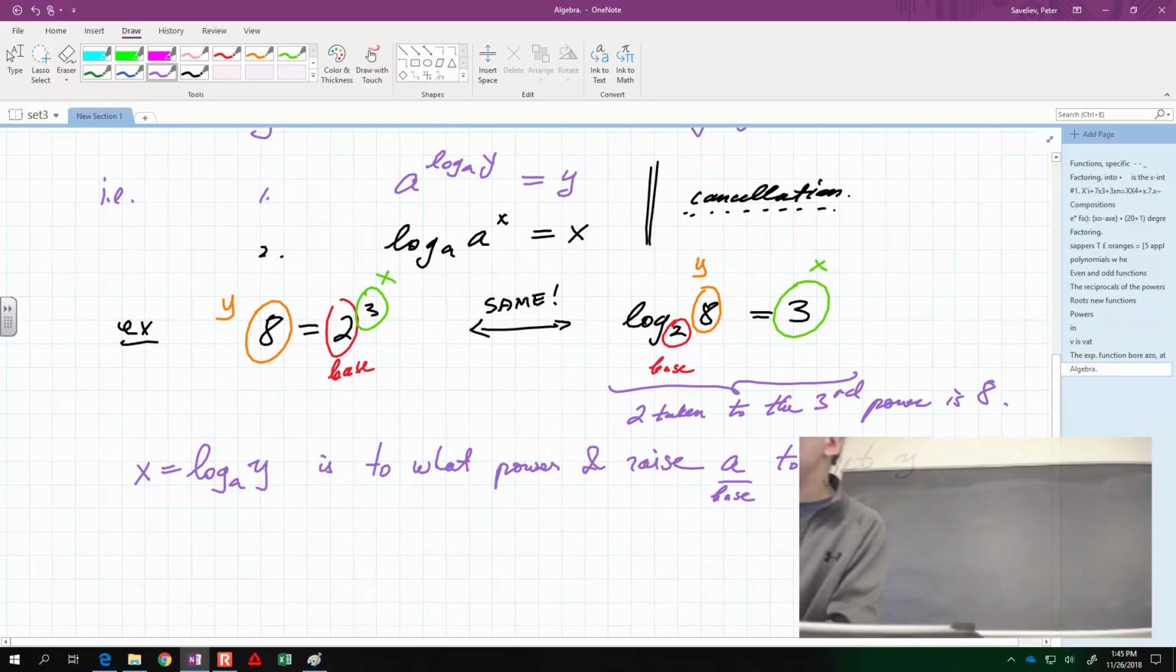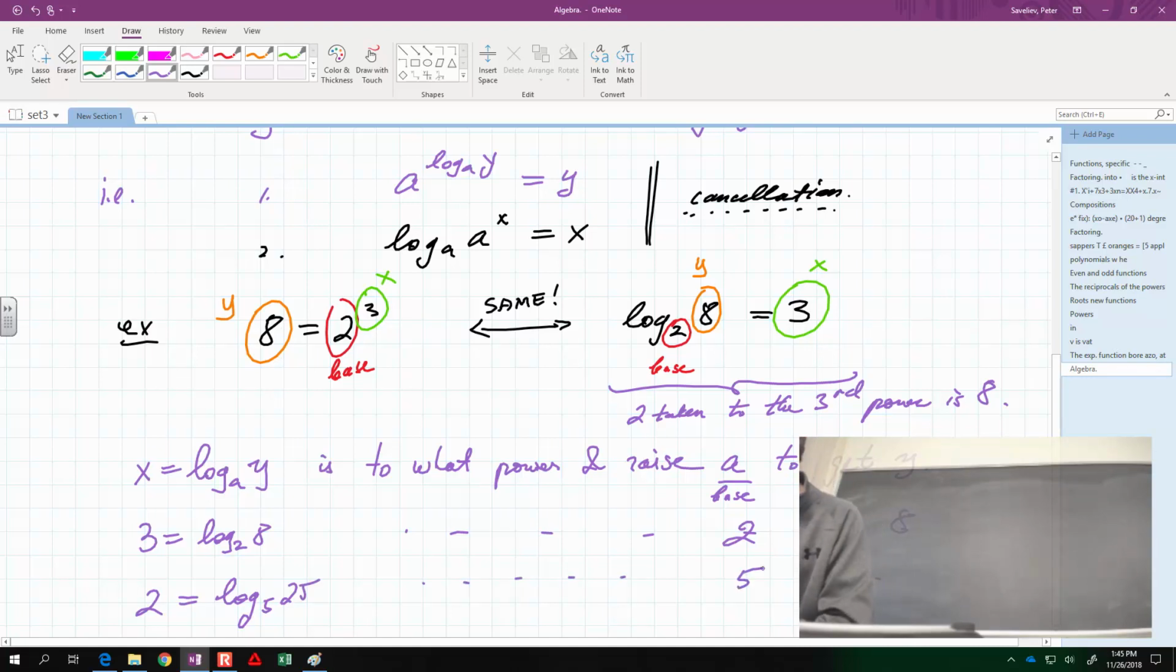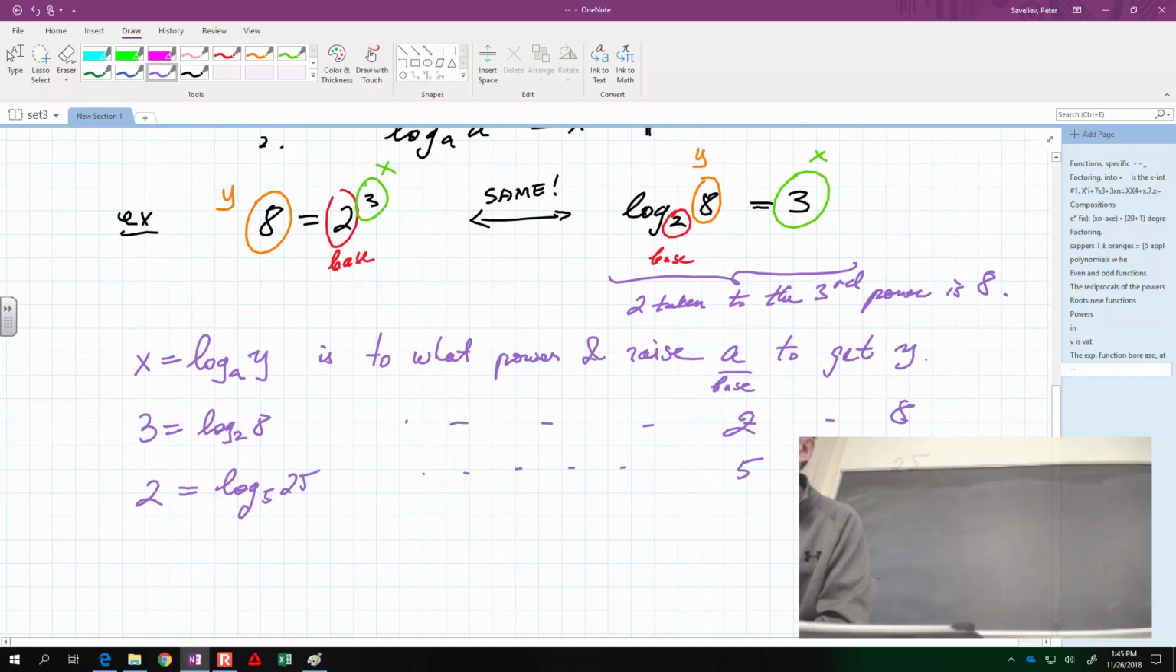So once again, I can rewrite it as here: 3 is equal to log base 2 of 8. To what power do I raise 2 to get 8? And the answer is 3. Or 2 is equal to log base 5 of 25. To what power do I raise 5 to get 25? The answer is 2. Okay.